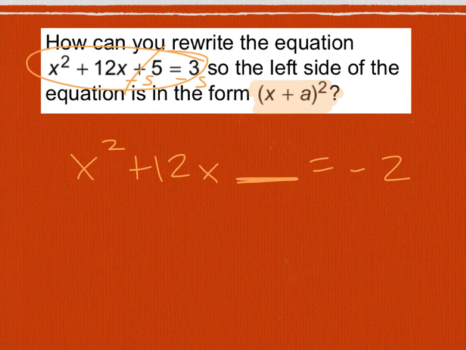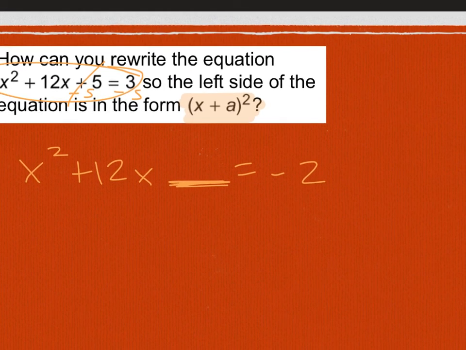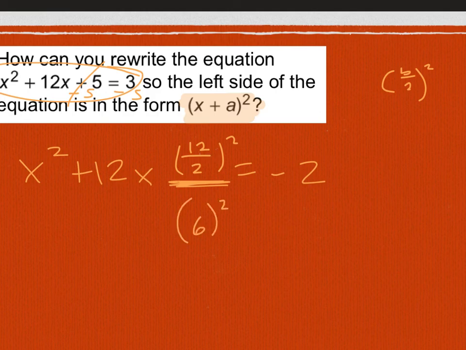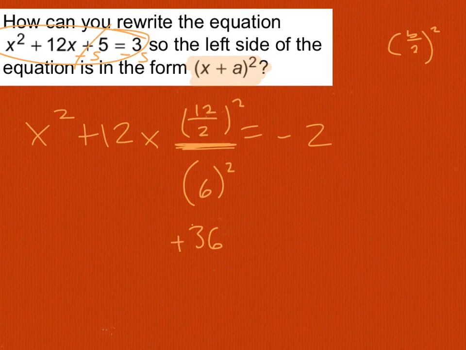Now I need to put something in here to help me complete the square so I can get it into my parentheses. So my little formula is b over 2 squared. So what's my b here? 12. So I have 12 over 2 squared. What's 12 over 2 simplify to? 6. So I have 6 squared. And then what's 6 squared? 6 times 6, 36. So if I add 36 on the left side, I have to add 36 on the right side too.